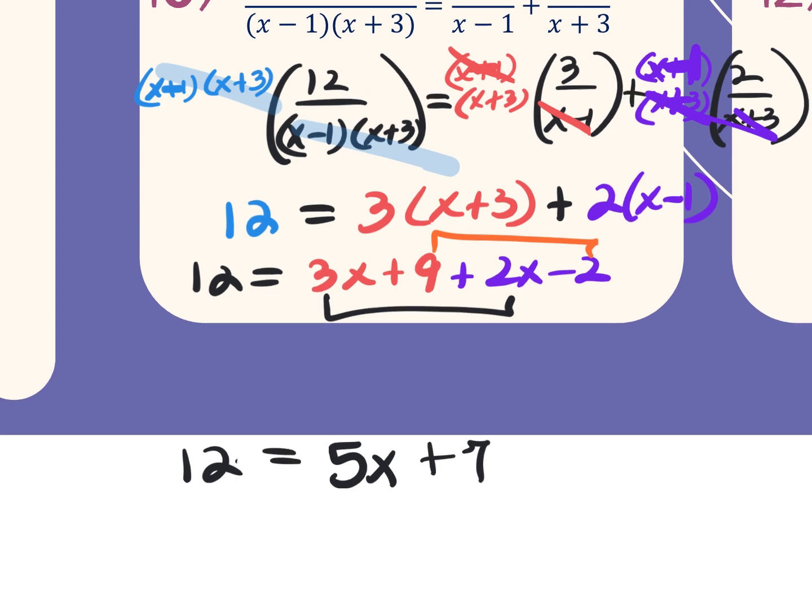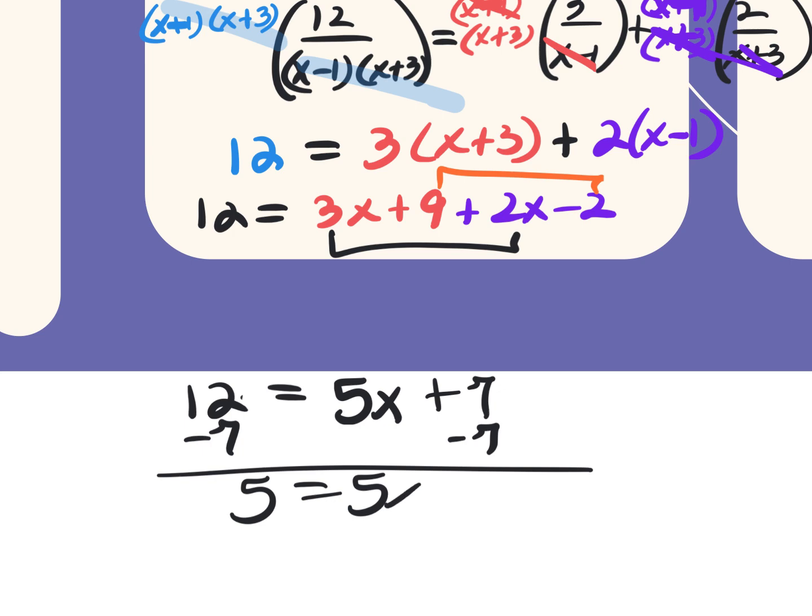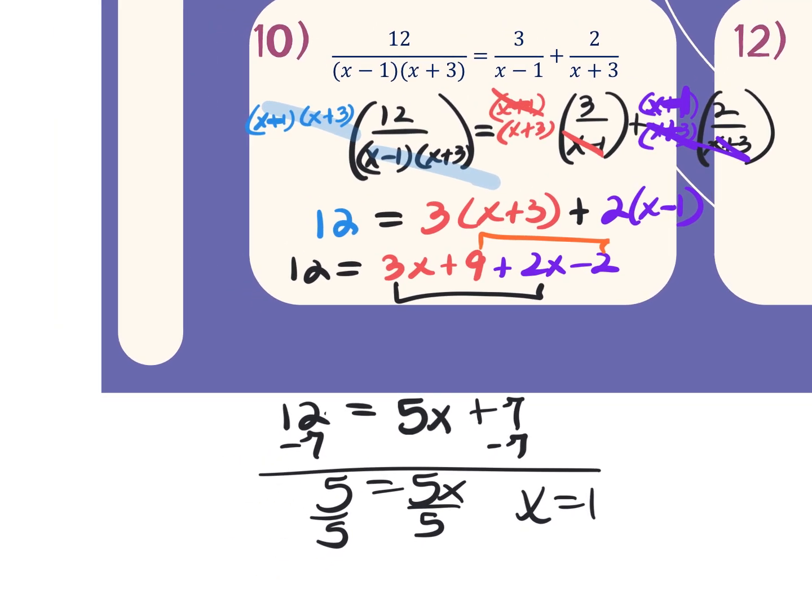Now I can begin my solving process. Subtract the 7. 5 equals 5x. Divide by 5. And x equals 1. Now, let's go back and look.